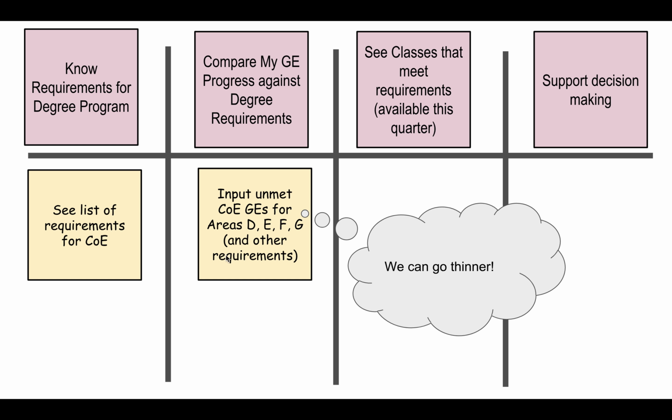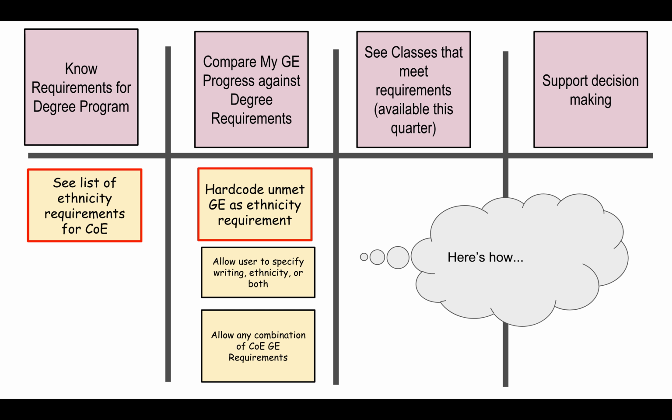Then maybe we're going to have them input the categories of GEs that they still need to meet. Like, do they still need an area D? Do they need an E, an F, a G? So that seems like we can go thinner. Yeah, we can go thinner than that, right? Rather than all of this, it sounds like a lot. That sounds like a lot, right? So if we went thinner, let's focus on just one category, the ethnicity requirement.